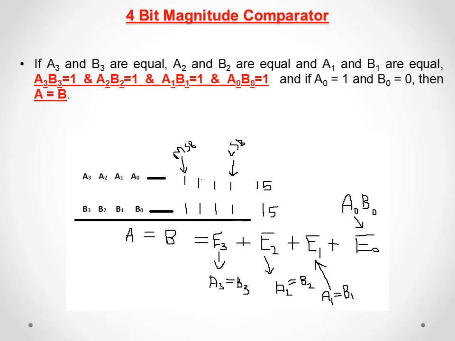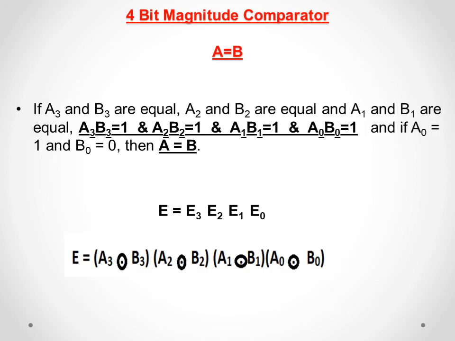If A3 is equal to B3, A2 is equal to B2, A1 is equal to B1 and A0 is equal to B0, then A is equal to B. So the expression is E3 E2 E1 E0, and from this we can say A is equal to B. Now A equal to B: the expression is A3 XNOR B3 times A2 XNOR B2 times A1 XNOR B1 times A0 XNOR B0.